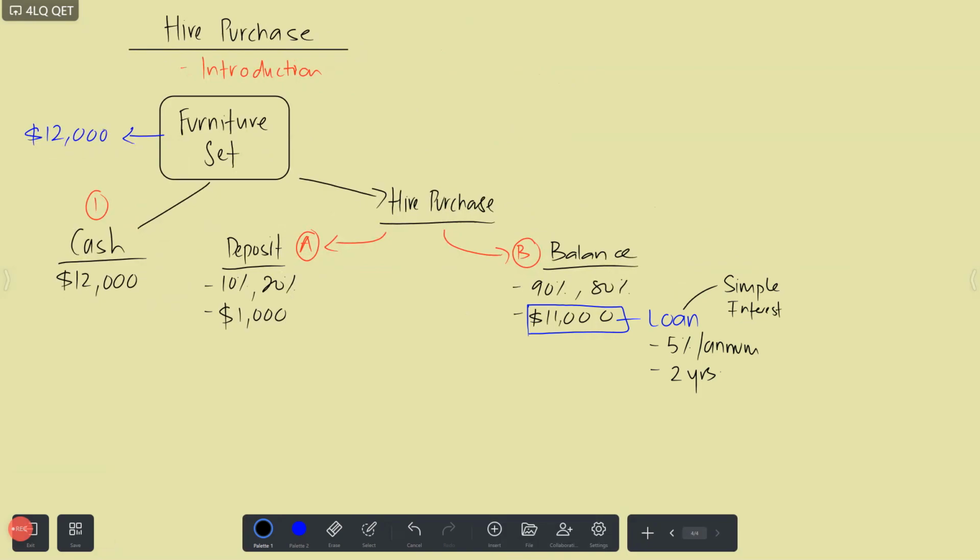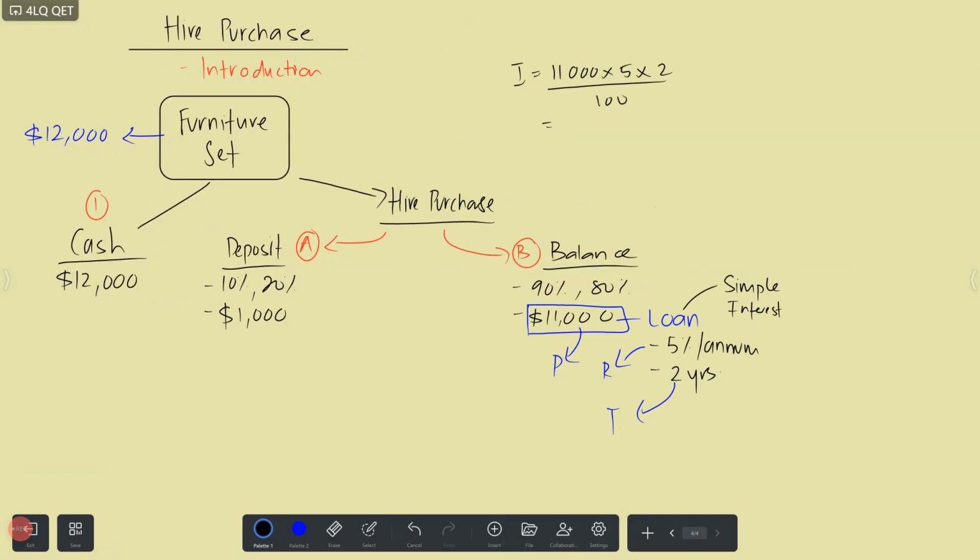So what you've done is you've taken a loan of $11,000, which becomes your principal. This is the rate, and this one is your time. So with PRT you can get the simple interest. To make it more real, let's calculate the interest. I equals 11,000 times 5 times 2 divided by 100.